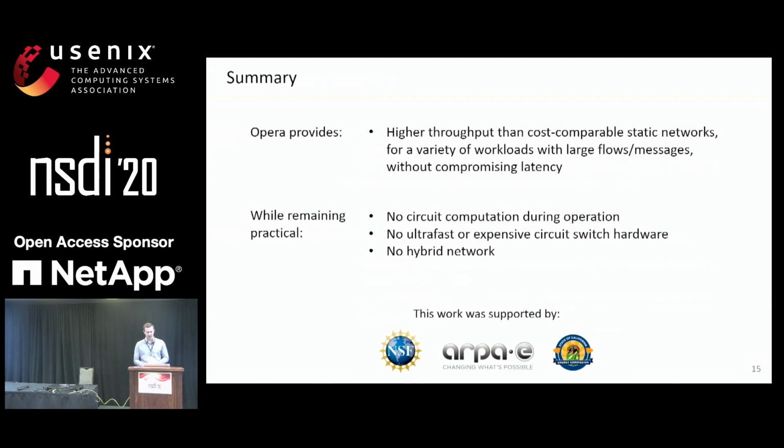So with that, I'll just summarize by saying that Opera provides higher throughput than cost-comparable static networks for a variety of workloads that include large flows or messages without compromising the latency performance of short flows. And it does this without introducing the complexities that are typically associated with reconfigurable networks.